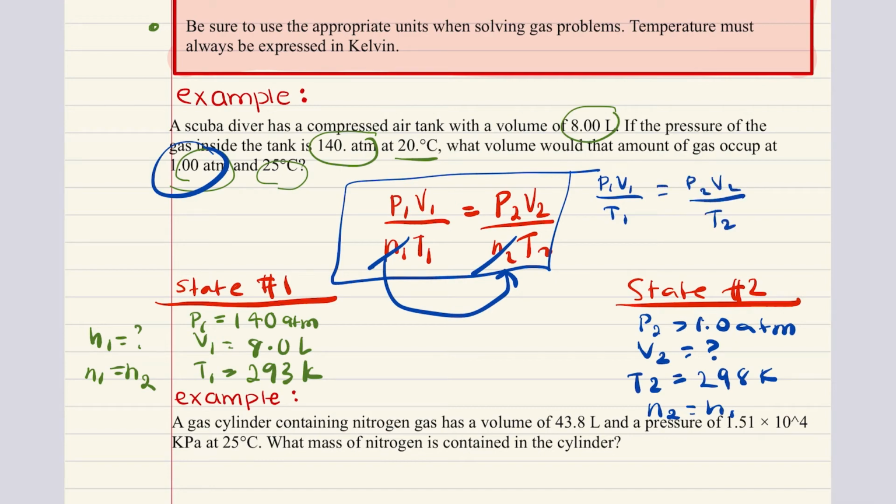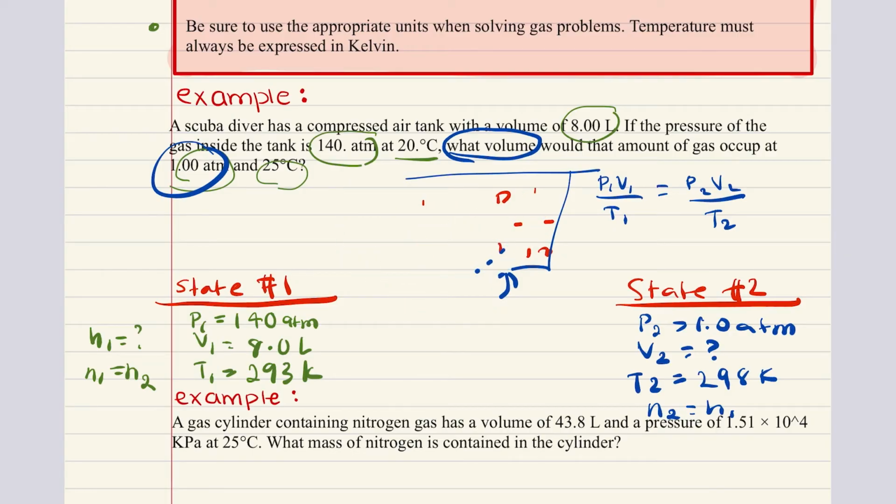And what are we trying to figure out? We're trying to figure out what volume, all right? What volume would that amount of gas occupy at 1 atmosphere and 25 degrees Celsius? That means what volume would it occupy after the state evolves. So we're trying to figure out V2. So our goal then is to rearrange things in our combined gas law so that we are solving for V2.